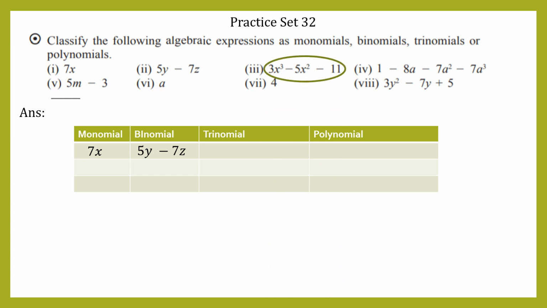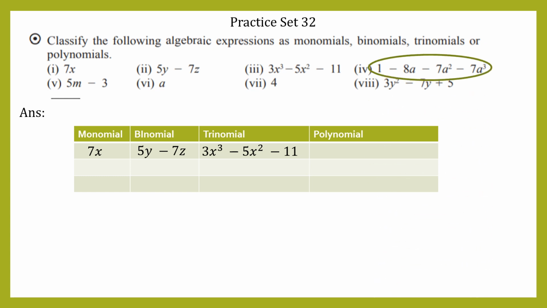Let's take up the third example, 3x cubed minus 5x squared minus 11. Hey children, how many terms are there? Let's count them. 3x cubed is one term, minus 5x squared is second term, minus 11 is third term. So it is, yes, it's a trinomial since it has 3 terms.